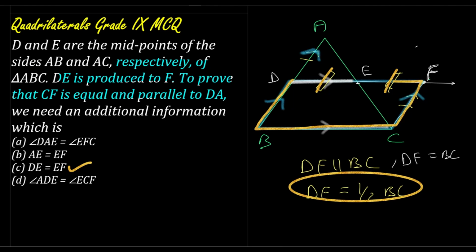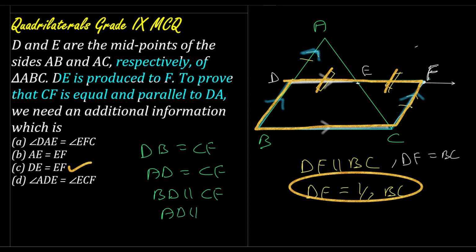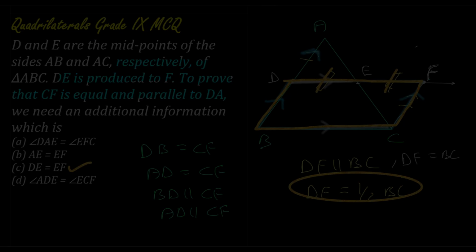And if this is a parallelogram, that means you can write BD is equal to CF. That means BD, which is equal to AD as per the question, so I can replace BD with AD is equal to CF. And since BD is parallel to CF by opposite sides of a parallelogram, I can say that AD, which is part of the parallel line, will be parallel to CF. So that's what we have to do in this question.